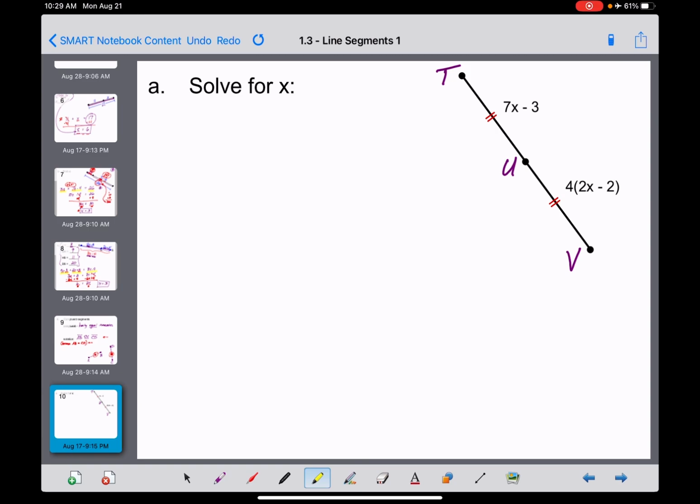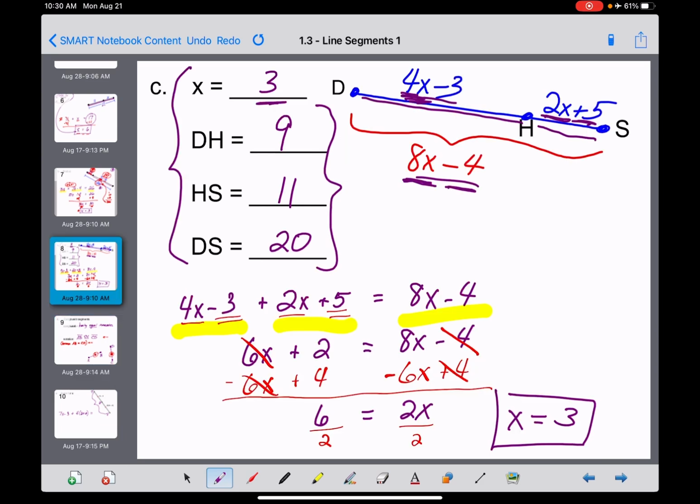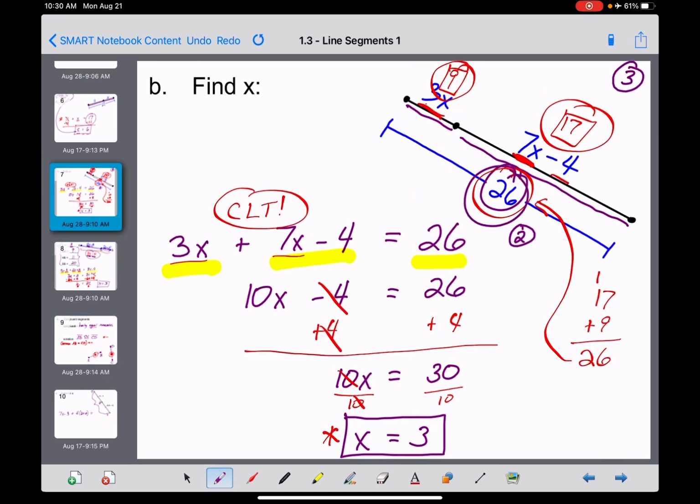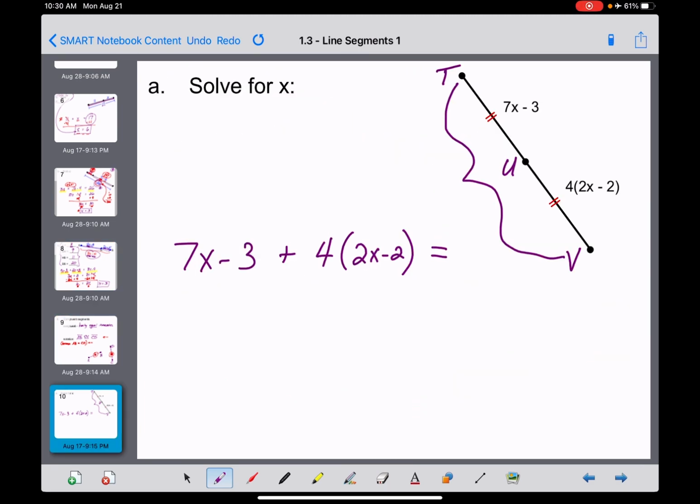We've got a problem, though, if we try to do that here. Little segment, the first one, is 7x minus 3. And if we add to that the second little segment, which is 4 times the quantity 2x minus 2, we're doing fine so far, guys. Little segment plus little segment equals, and now we run into a problem. What is the measure of line segment TV? They didn't give us anything here for the measurement of the entire thing the way they did here with the 8x minus 4 or here with the 26. So what are we supposed to do? It looks like at this point there's not enough information to solve this problem.